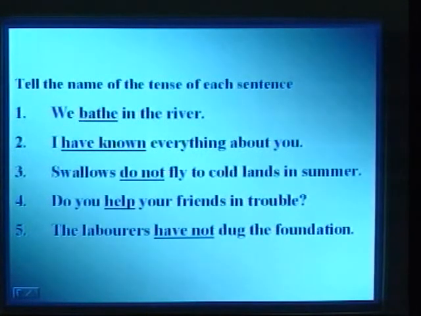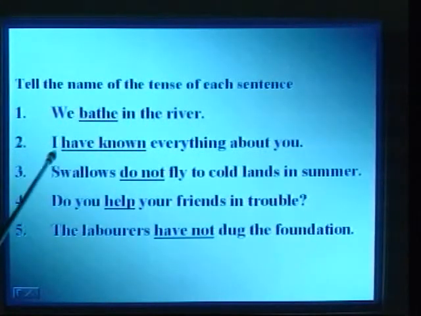The first one, we bathe in the river. Bathe is underlined here. This is the verb. I hope you know that is the first form of the verb. Then this is in the simple present. Subject plus V1, what do we call it? This is simple present.